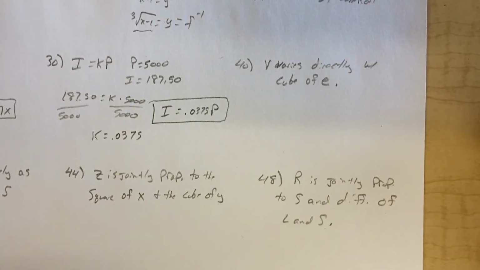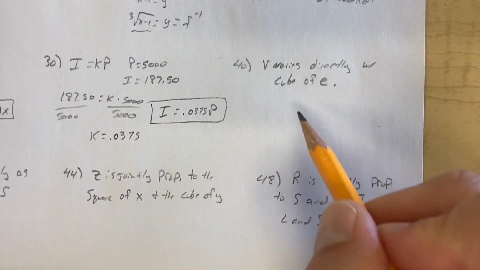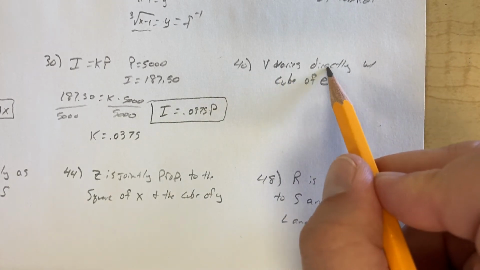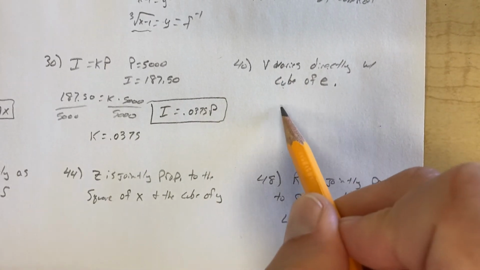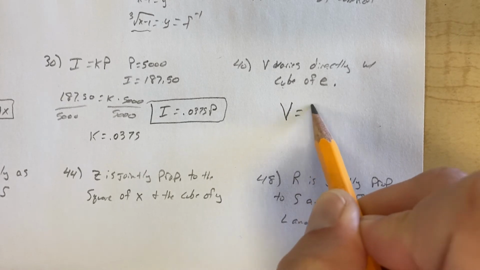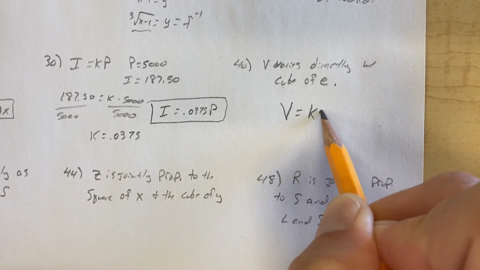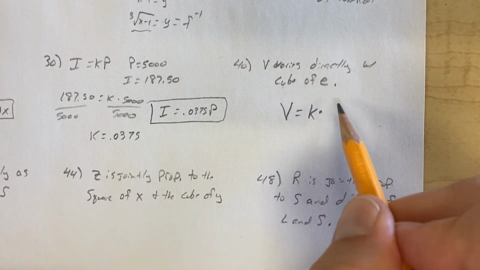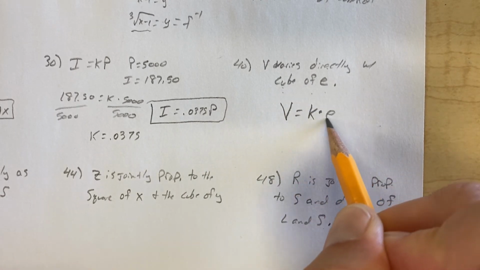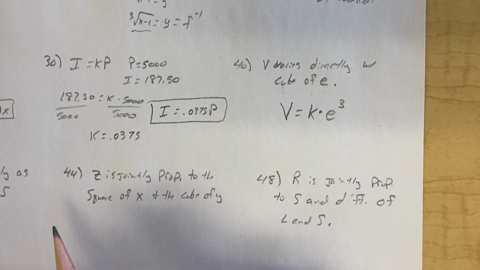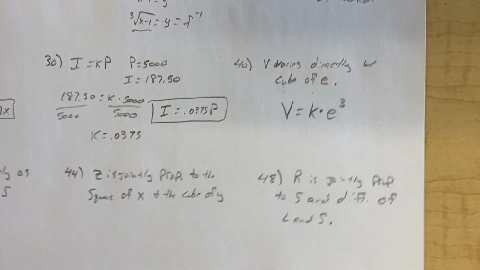Okay. The rest of these are asking us to write. We don't have to evaluate anything. We just simply have to make an equation. So it says y varies directly with the cube of e. So we're going to have that k, and because it's direct, we're going to multiply by the cube of e. That's e to the third power. And so we just kind of read it and write what we say.